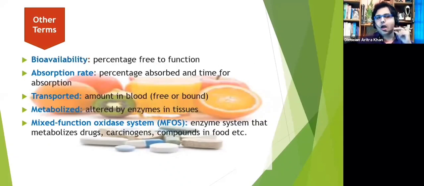Now we're talking about bioavailability: the percentage free to function, the absorption rate, the percentage absorbed over the time of absorption, and transport, meaning the amount in blood that is free or bound. Then metabolism: altered by enzymes in tissues, mixed function oxidase systems, MFOS, the enzyme system that metabolizes drugs, carcinogens, compounds in food, and so on.